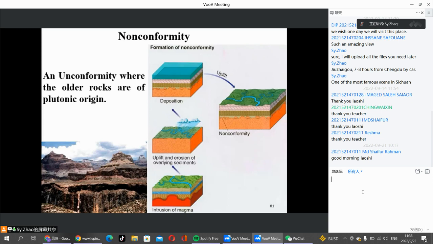Okay, one more type is the nonconformity. Nonconformity is one of the unconformity types where the older rocks are of plutonic origin. You remember plutonic? Plutonic rock is a kind of igneous rock, right? The point is that the younger rocks are deposited on the igneous rock formed by intrusion of magma.